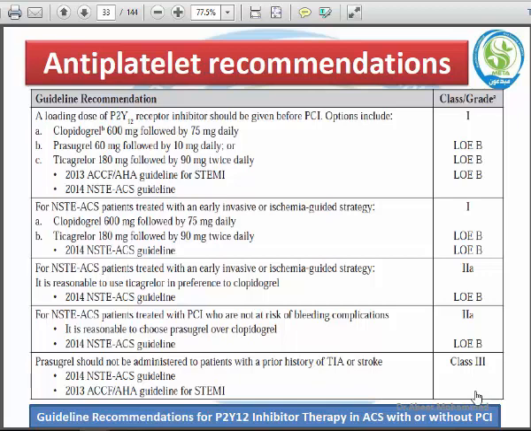In case إذا كان العيان STEMI or non-ST and we are going to choose an invasive therapy over ischemia guided therapy, ticagrelor is preferred over clopidogrel. ده ملخص جميل جدا لكل الجايد لاينز او لكل الاستراتيجيز اللي انا ممكن استعمل فيها مرة استعمل الكلوبيدوجريل، مرة استعمل التيكاجريلور، مرة استعمل البروزوجريل، ومرة البروزوجريل is contraindicated، ومرة I will prefer to use ticagrelor over clopidogrel.